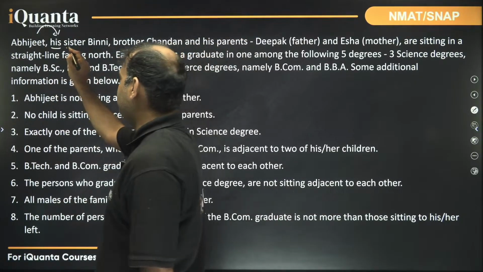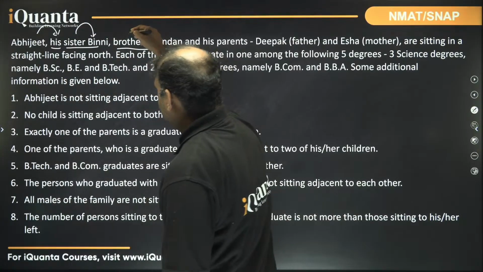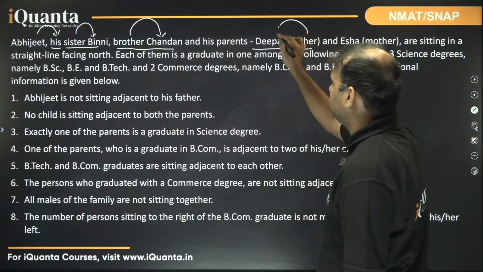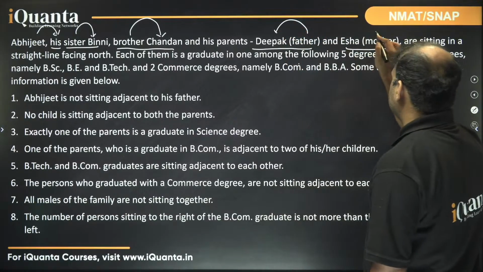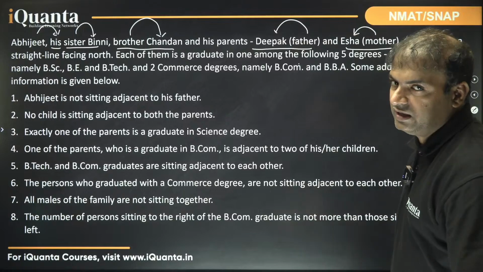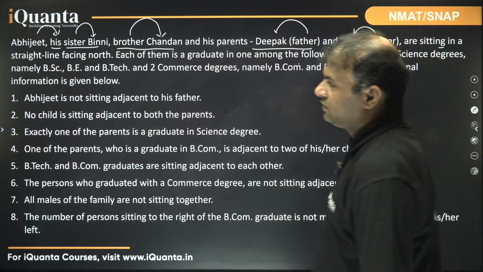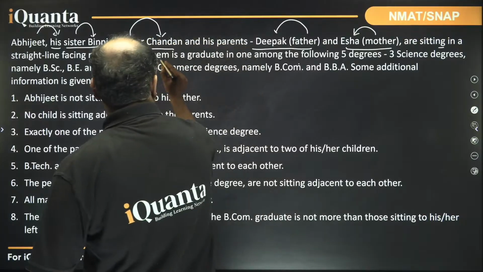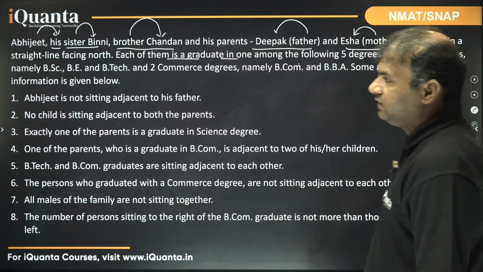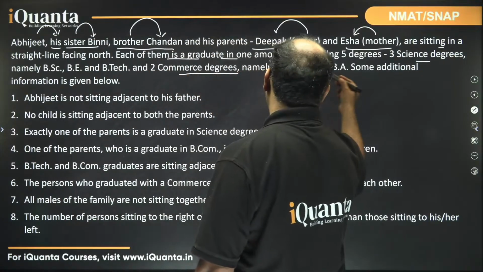His sister Bini, so sister, that means Bini is female. Brother Chandan, brother is written, so Chandan is a male. Parents Deepak, written father, that means male. Isha, written mother, that means female, right? This is how we will define the gender of the people, not with the names, but with some other information. Now they are sitting in a straight line facing north. Each of them is a graduate in one among the following 5 degrees, 3 science degrees, namely BSc, BE and BTech, and 2 commerce degrees, namely BCom and BBA.